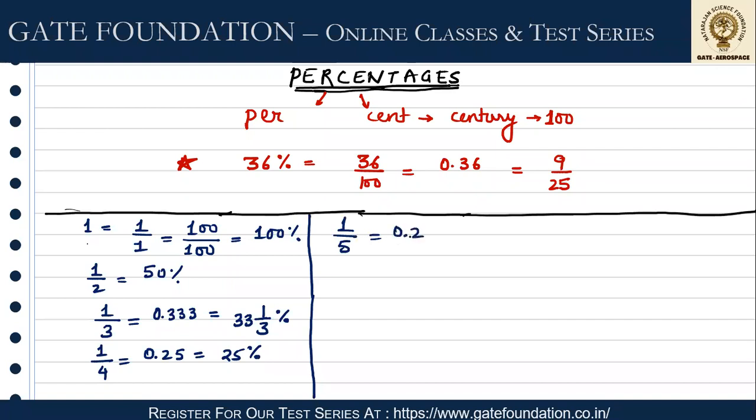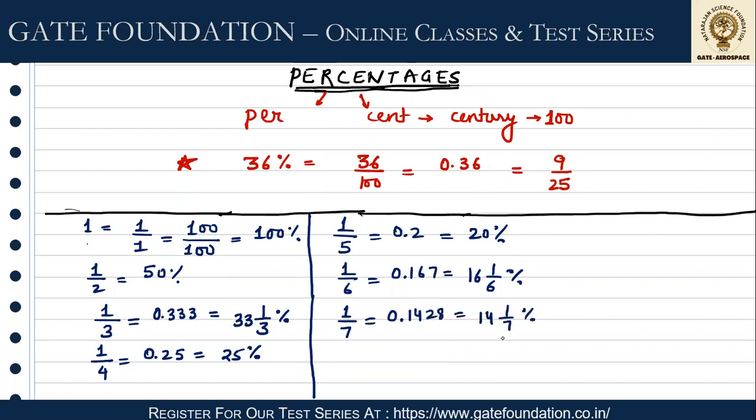Next is 1 by 5. We'll be using 0.2 or 20%. 1 by 6 is 0.167 or 16 1 by 6%. 1 by 7 is 0.142857 or 14 2 by 7%. 1 by 8 is 0.125, which is 12 1 by 2%, 12.5 or 12 1 by 2%.